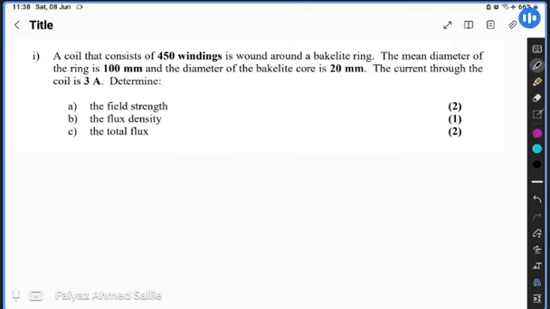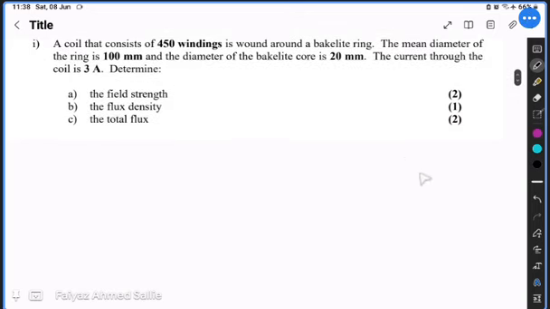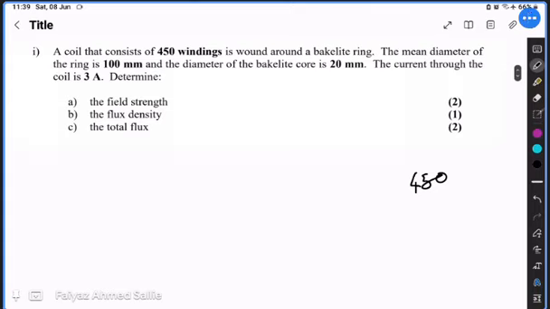So let's cite what we have. We have 450 windings wound around a base plate. So we have a ring, right? That's a keyword. The mean diameter of the ring is 100 millimeters, and the diameter of the ring is 20 millimeters. The current through the coil is 3 amps.